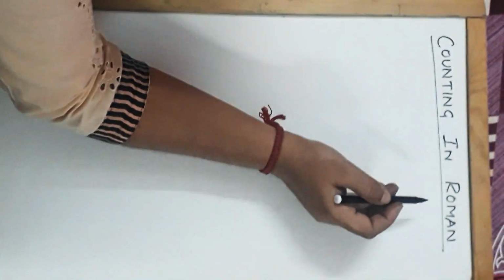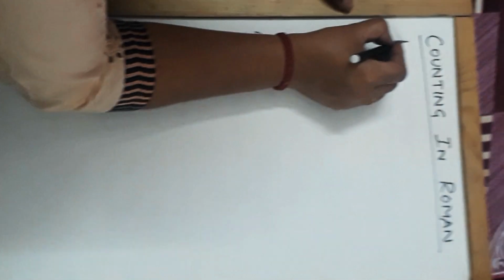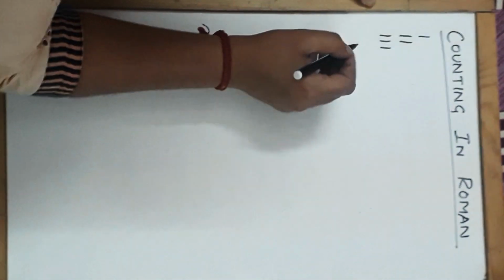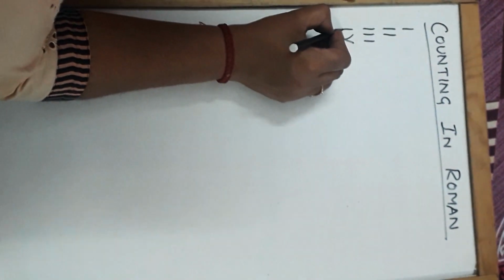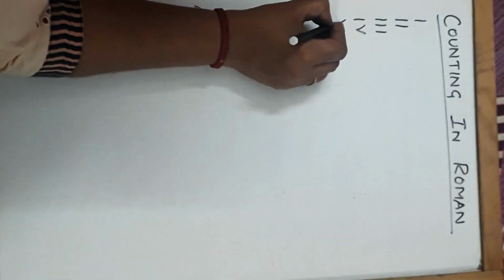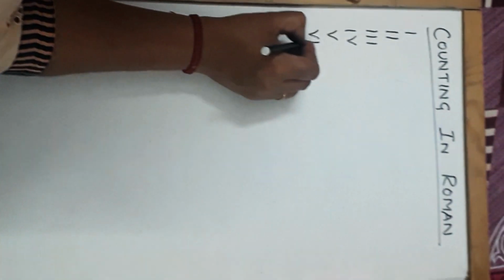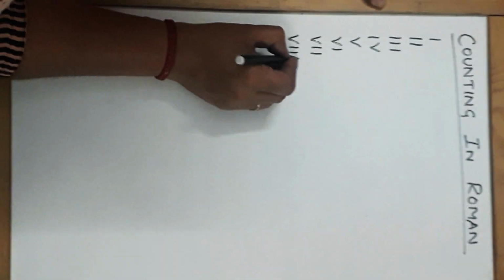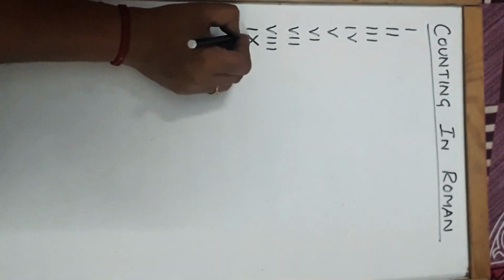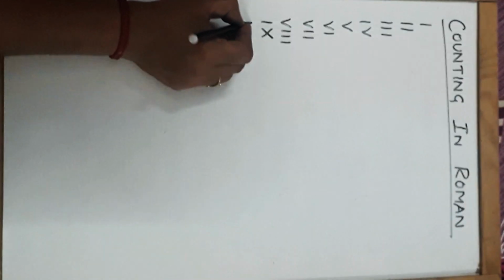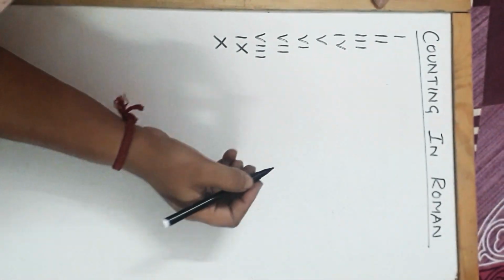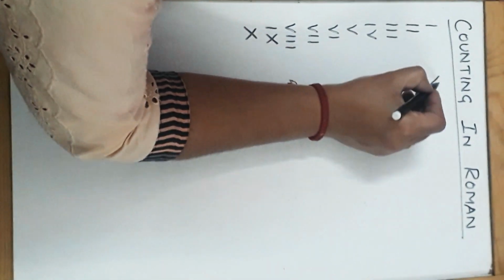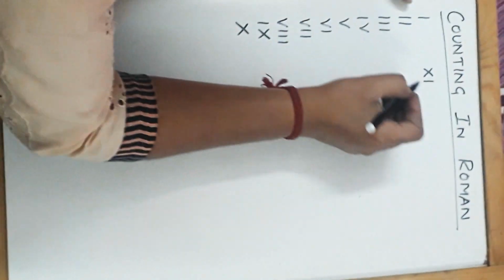Now let's do counting in Roman. We have learned this is 1, this is 2, this is 3, for 4, 5 minus 1, 4, this is 5, 6, 7, 8, 9. 10 minus 1 is 9 and then 10. Now how do we write 11? 11 is 10 plus 1, 11. So this is 10 plus 1, 11.